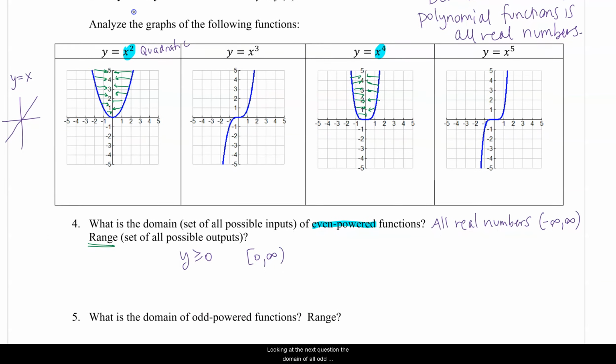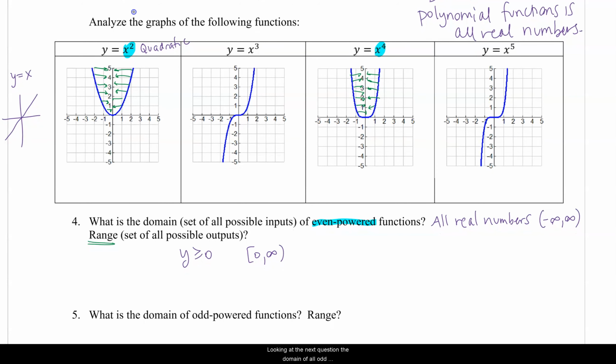Looking at the next question, the domain of all odd-powered functions. For odd-powered functions, we're talking about x to the 3rd, x to the 5th, even over here with x to the 1st. Domain of polynomial functions is all real numbers. And the range, playing the same game and pushing it onto the y-axis, for all of these graphs, x to the 3rd, x to the 5th, and x to the 1st, we get a range that's all real numbers too. The entire y-axis gets covered.